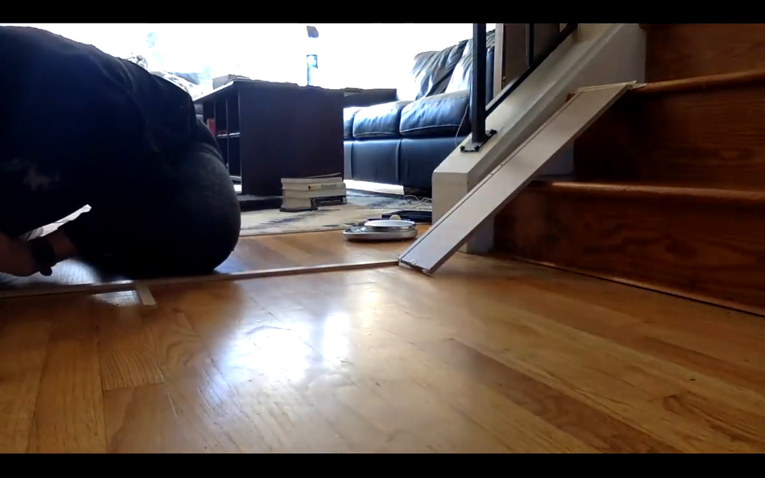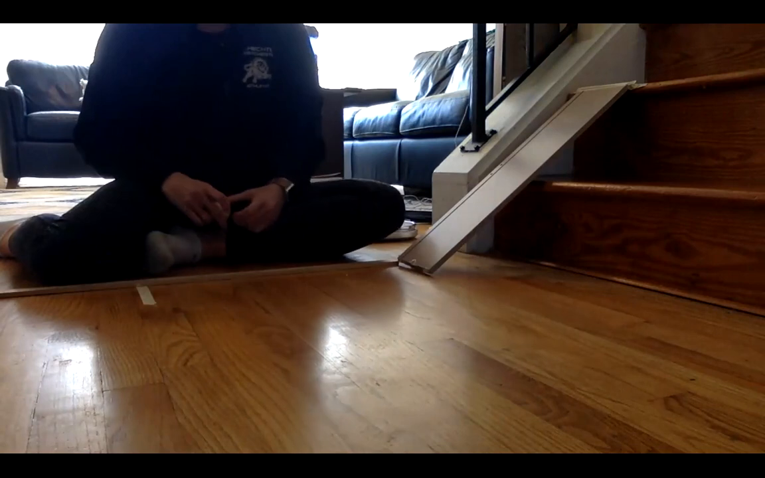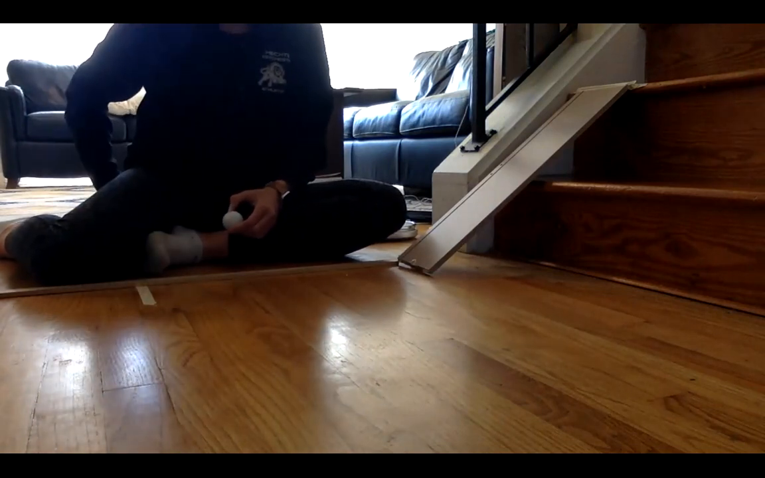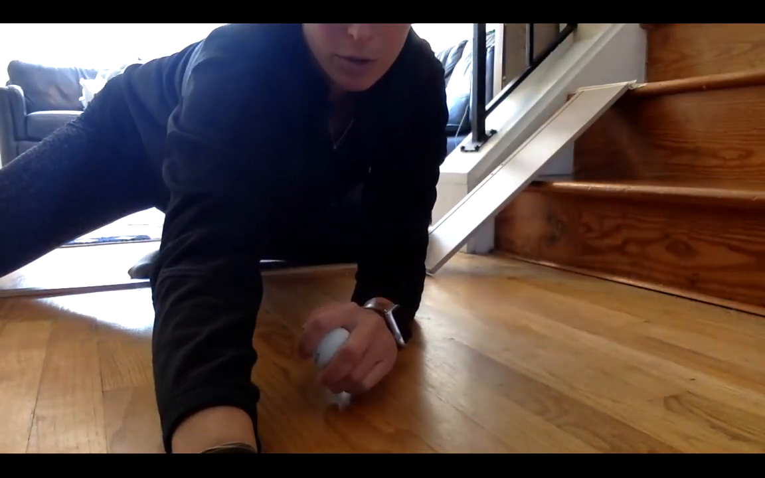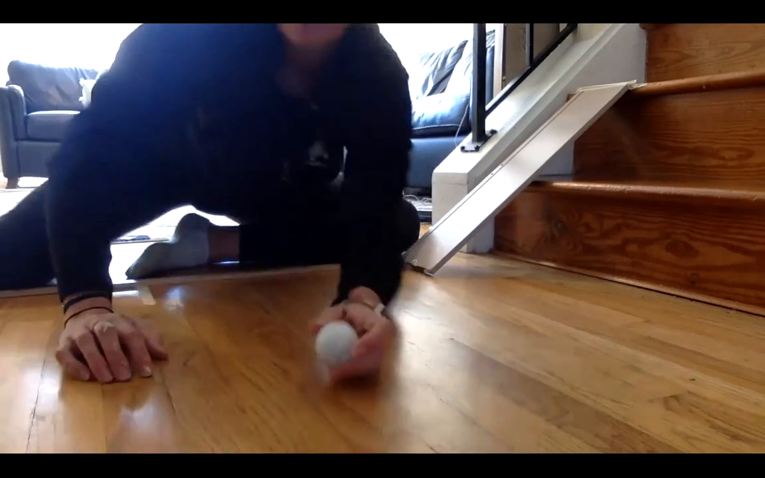Okay, now we're gonna do 3 trials as always. If you're at home and you're collecting this data with a timer, make sure to put your data into your lab. I'll show you where, so let's screen share again. So you wanna put that time that you just collected right here. We're gonna do 2 more trials of the golf ball, and then your average time goes right there. Okay, so here we go.